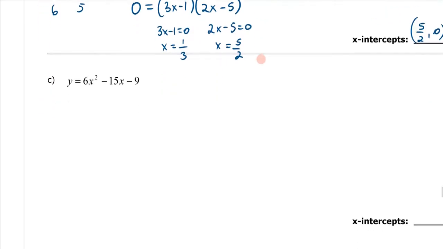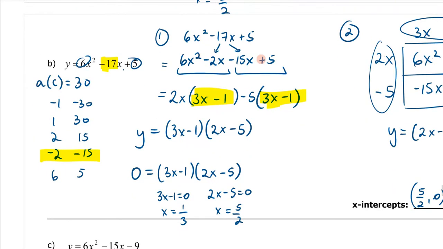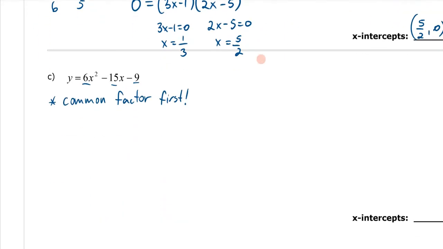First thing you should always check is, is there a common factor? Common to 6, 15, and 9 is a 3. So check for the common factor first. How come I didn't do that in the last question? Well, I did. I didn't really mention it because there was no common factor between 6, 17, and 5, so that wasn't necessary. But always look for it. Okay. So the common factor here is 3. So I'm going to factor out a 3.